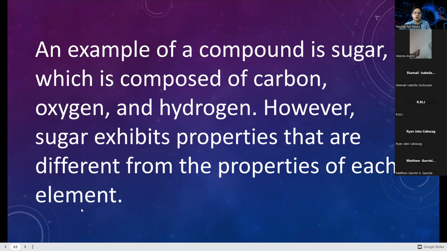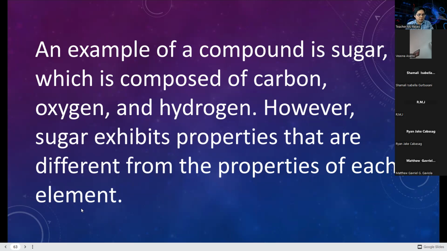What are the other compounds? We have CO2 or carbon dioxide. Those are compounds. H2O, that's water. NaCl or sodium chloride, that is another compound. So we can actually separate them chemically. And one characteristic of a compound is that it has a chemical formula.